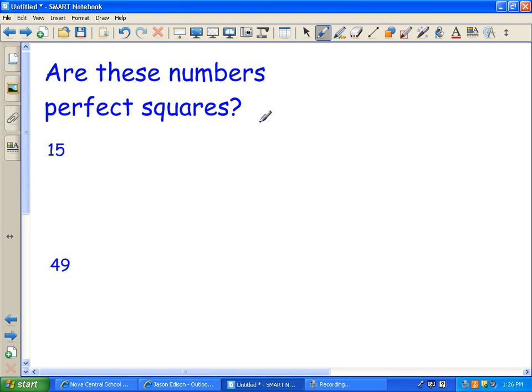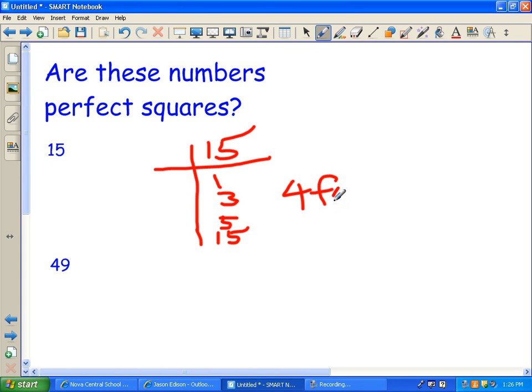So looking at these ones, are these numbers perfect squares? And how can we tell? Well, let's look at the first one of 15. Let's write down 15 and let's factor it out. 1 times 15, and then 2 doesn't work. 3 times 5 will do it, and that's it. So counting up how many factors it has, there are 4 factors, and if there's 4 factors, that means it's even. So it is not a perfect square number.